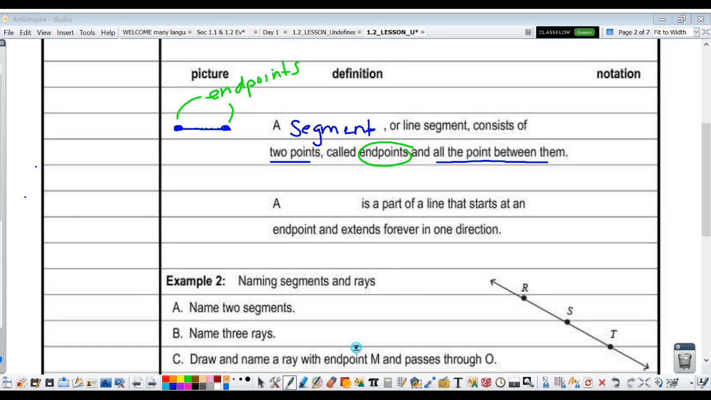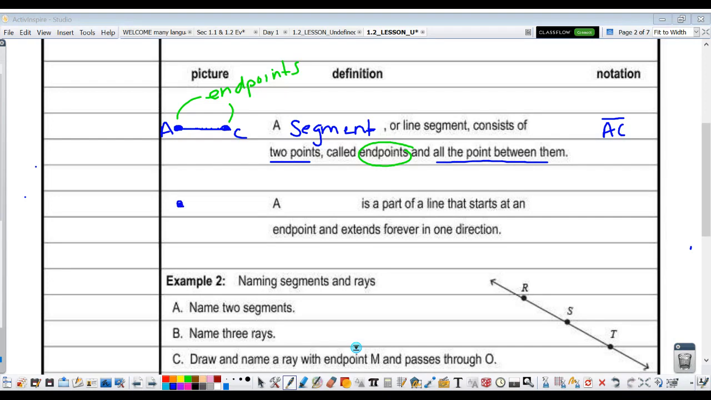And points need to be named. So let's name these points. We have a segment. We start at point A and we end at point C. I'm going to write that a little neater. So we're starting at A, ending at C, and we're making just a line on top of AC. We're not making arrows because we're not extending beyond A and beyond C.